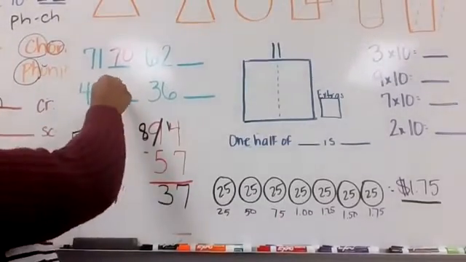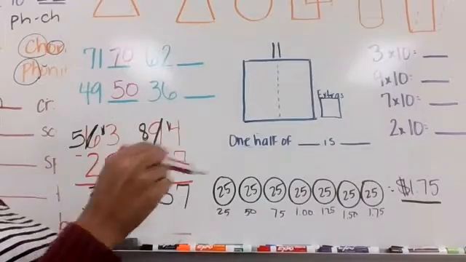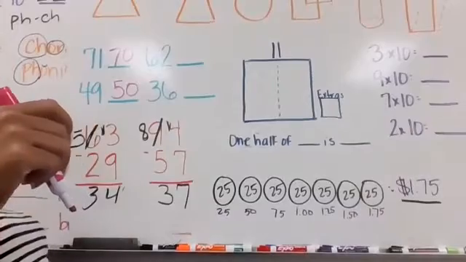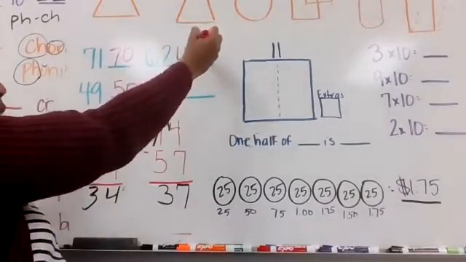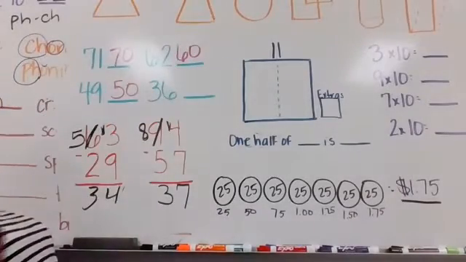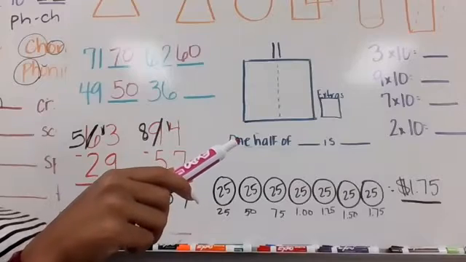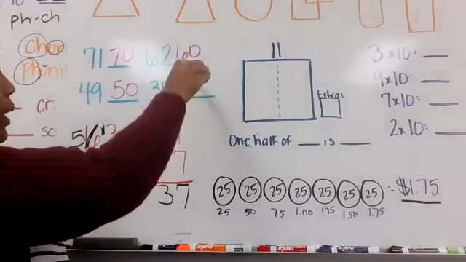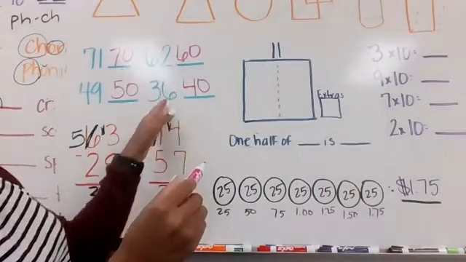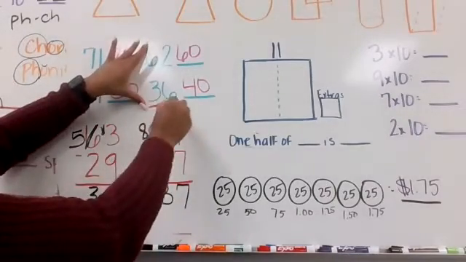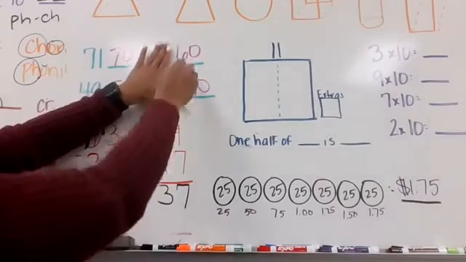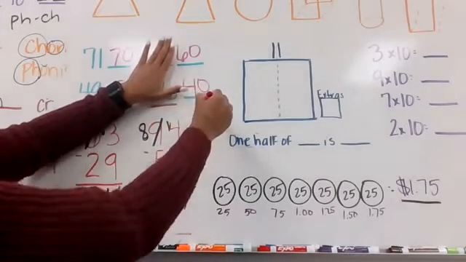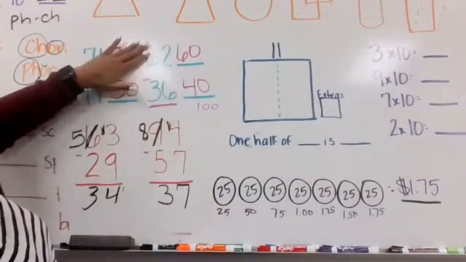50. 62. What's my nearest 10? 60 or 70? Lyric? 60. And 36. What's my nearest 10? 30 or 40? Camille? 40. Good. So if I wanted to guess how much 62 and 36 add up together, 60 and 40 makes 100. So that means my answer will probably be somewhere around 100, right?